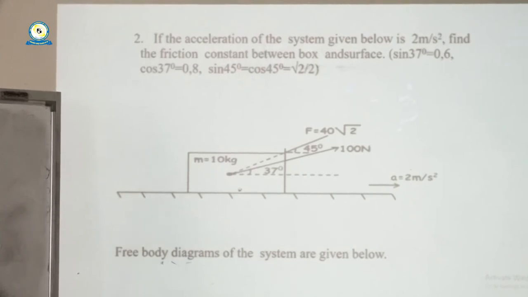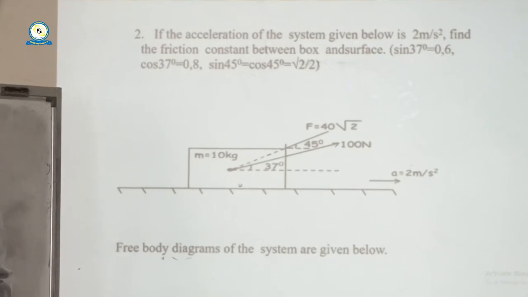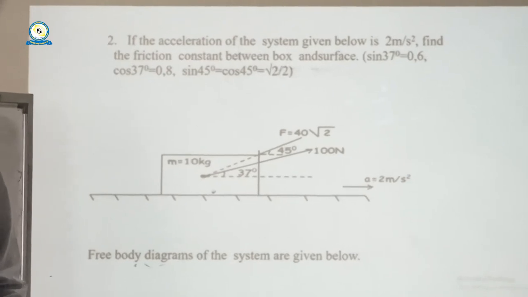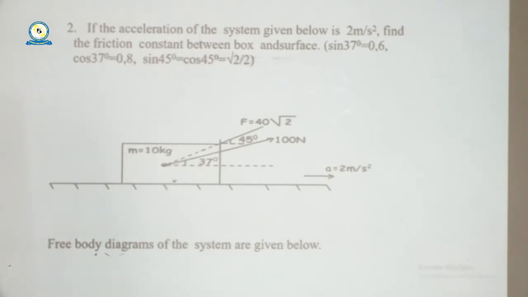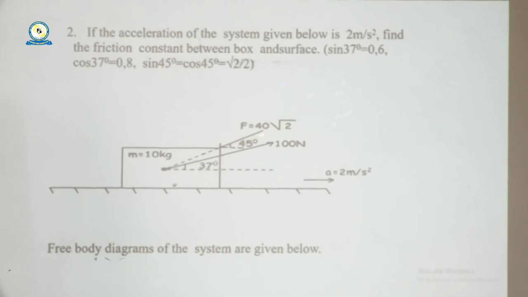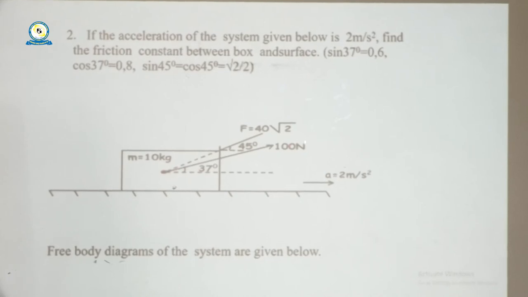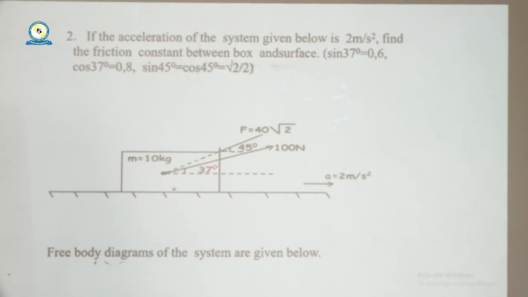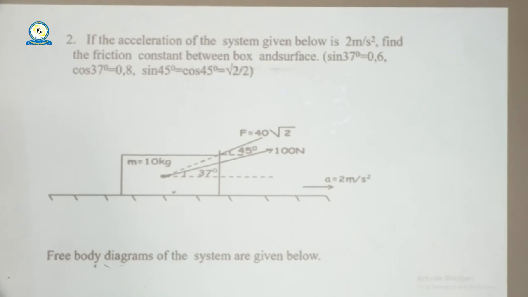Another example: if the acceleration of the system given below is 2 meters per second squared, find the friction constant between the box and surface. We have this force inclined at 45 degrees, this force 40 times the square root of 2, and another force, 100 newton, inclined at 35 degrees. This is the weight of the box, and the acceleration of this box is 2 meters per second squared. Free body diagrams of the system are given below.